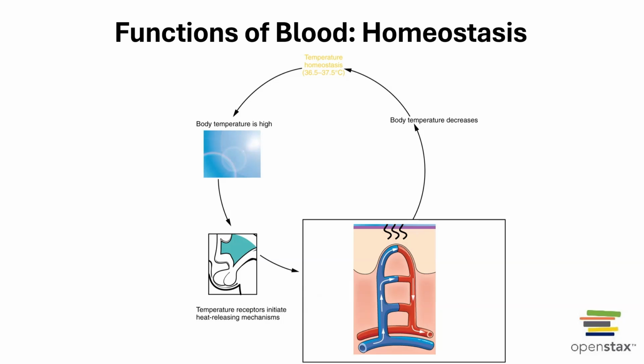Another major function of blood is maintaining homeostasis. One example is body temperature regulation. Blood transports heat throughout the body. When the body is too hot, increased blood flow to the skin helps release heat and cool the body.